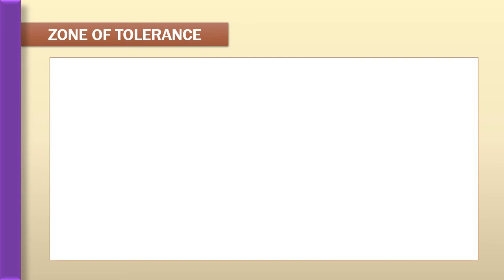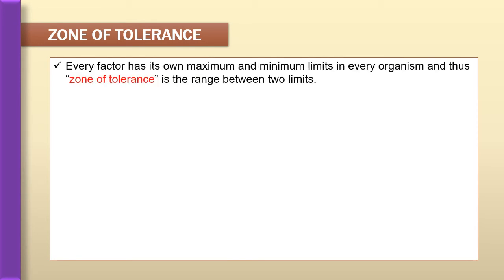Zone of tolerance. Every factor has its own maximum and minimum limits in every organism, and thus the zone of tolerance ranges between two limits. From the above discussions, it is clear that there exists a zone of tolerance between two limits, that is, maximum and minimum.